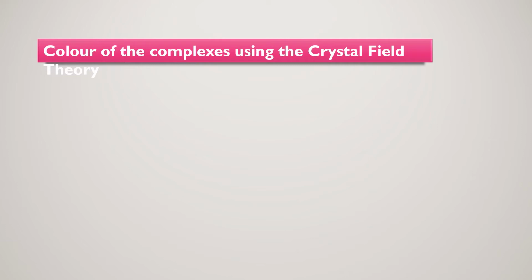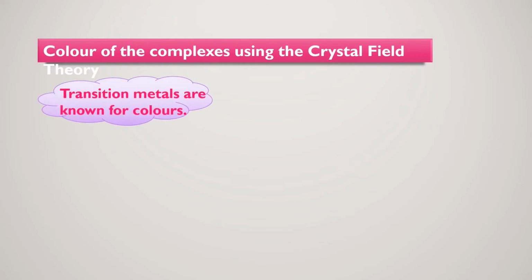Then, color of the complexes using crystal field theory. This concept we have already studied in d and f block elements. See, transition metals are known for colors. Already we know d block elements are colored.